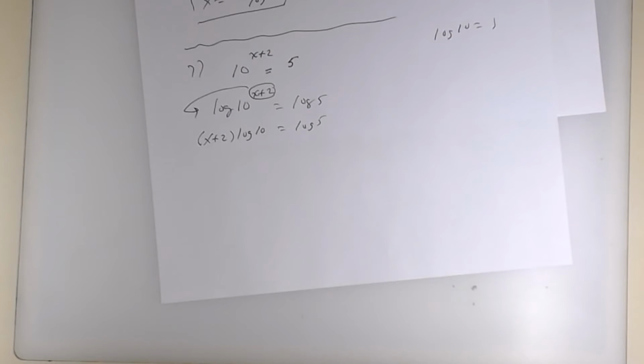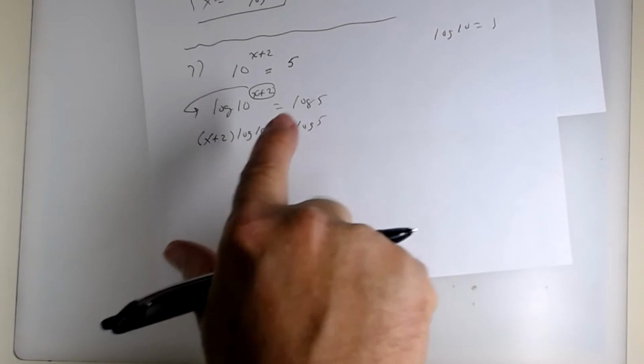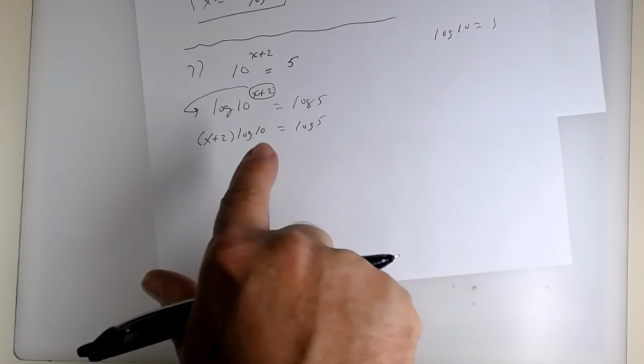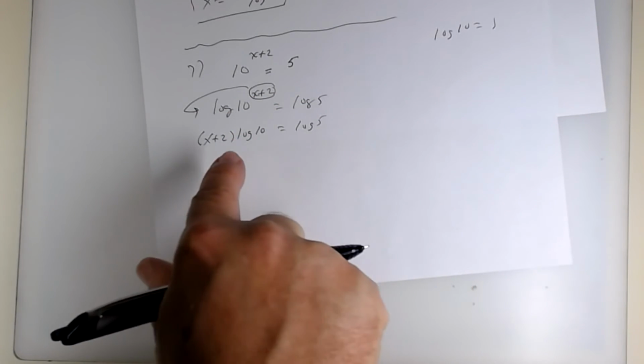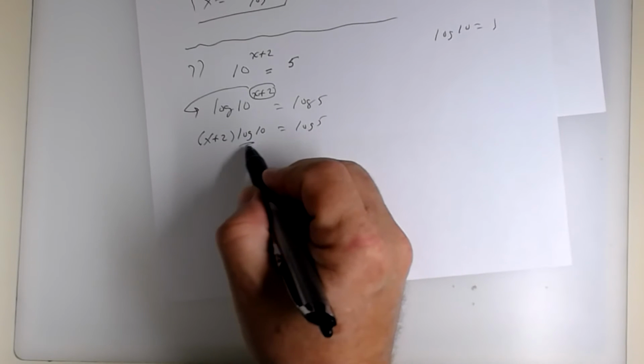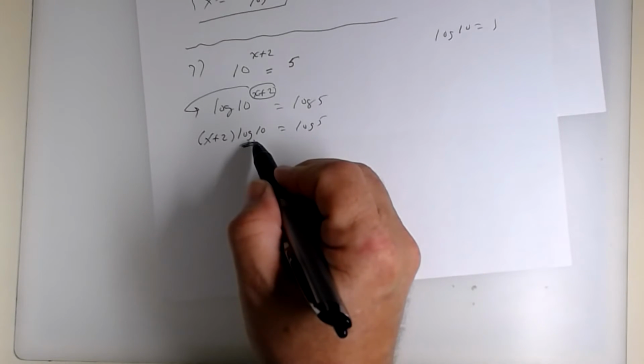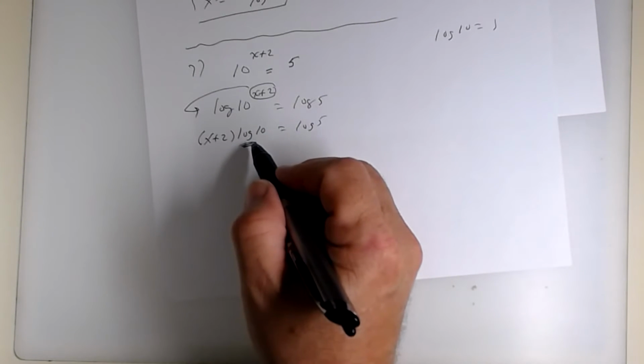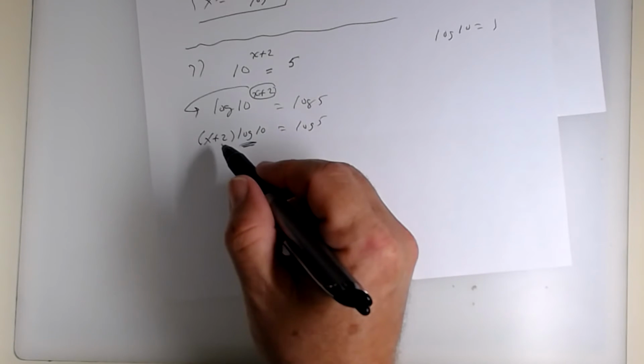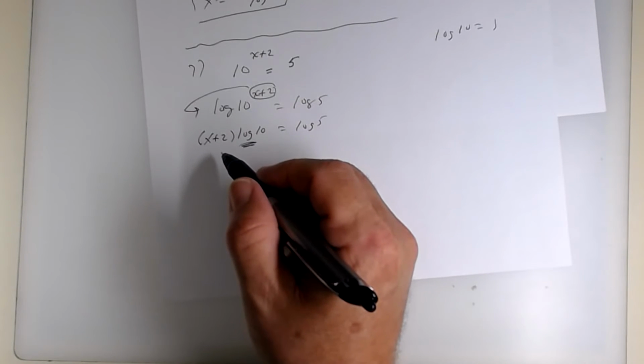Now remember, we're trying to get x by itself. Now don't make it difficult. Don't distribute. Don't say, well, I'm going to get rid of the parentheses by distributing. You can, but you're making it more difficult on yourself because you know this is just what? 1. That's just 1. The log of 10 is 1. Don't distribute this. You're making it much more difficult.